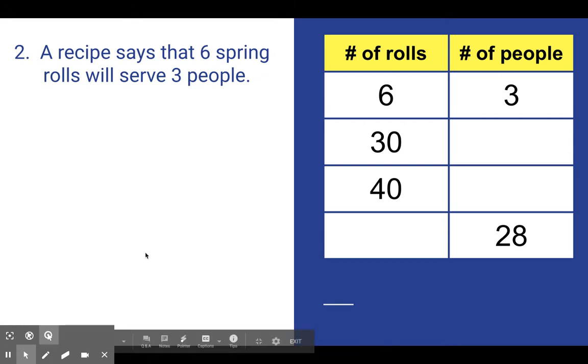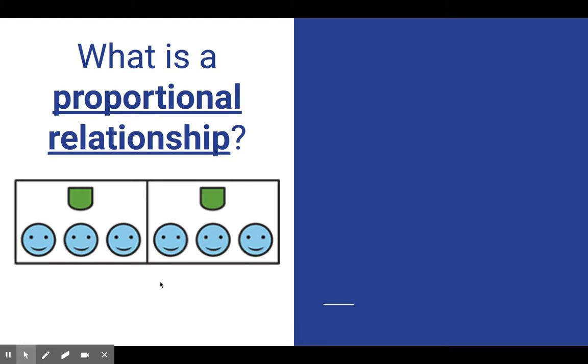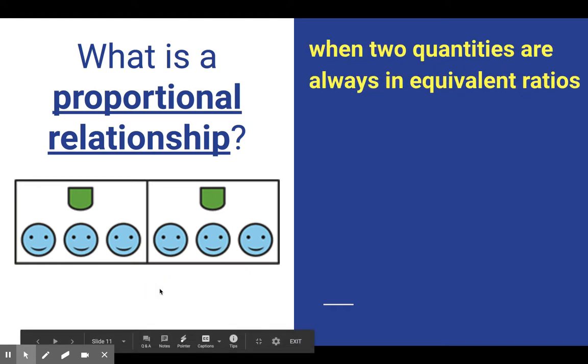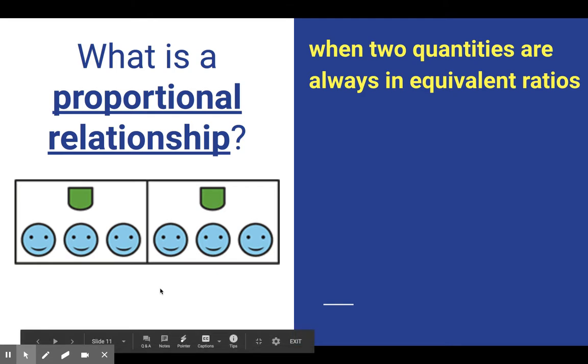All right, let's keep moving right along. So one of the vocabulary words that we needed to talk about is, what is a proportional relationship? So this is going to be perfect to put into our notes. So let's make sure that we're writing this down. The first thing that we need to know about a proportional relationship is that proportional relationships are when two quantities are always in equivalent ratios.